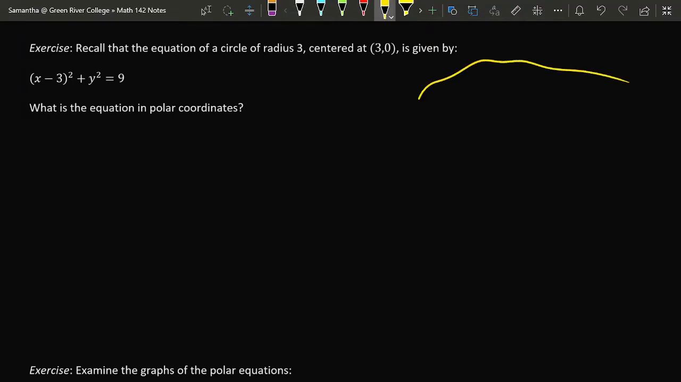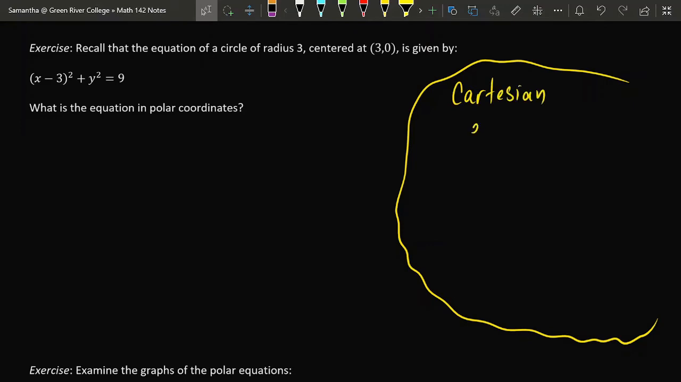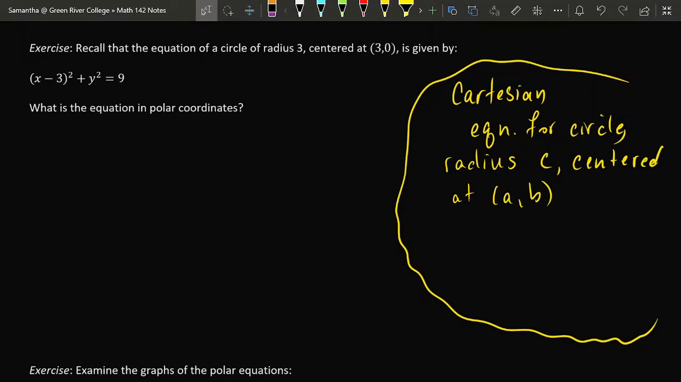This is a particular case of the general equation for a circle that you probably encountered back in Pre-Calc 1. So let me put the little memory bubble over here. The Cartesian equation for a circle with a radius of c and centered at the point where x is a and y is b is given by x minus a squared plus y minus b squared equals radius squared. And so what we're seeing is a very specific case of this general formula from Pre-Calc 1.